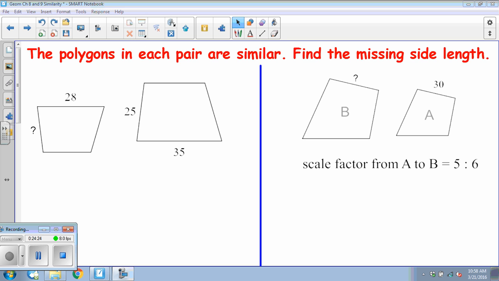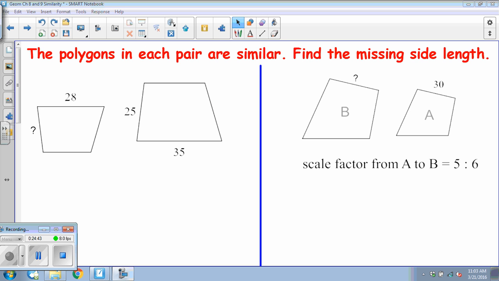The question mark is the side you're solving for. In the second one, you're still solving for the side with the question mark, and all they tell you is the scale factor from A to B. So you have to set up that proportion correctly. Okay, y'all try that.